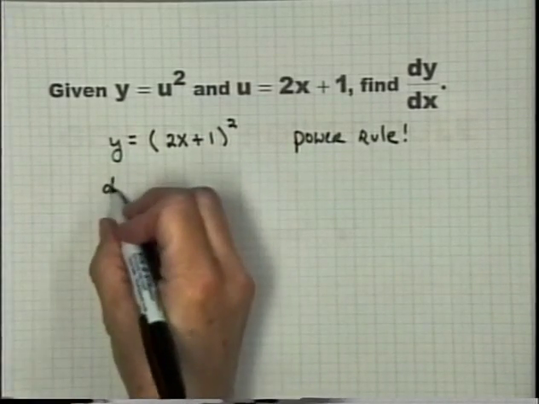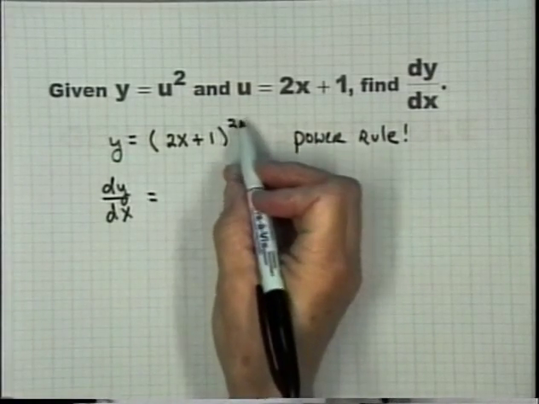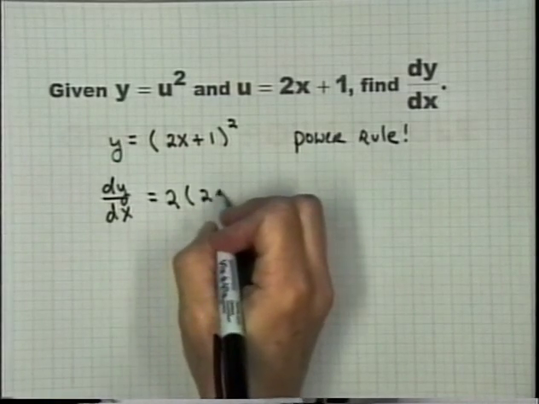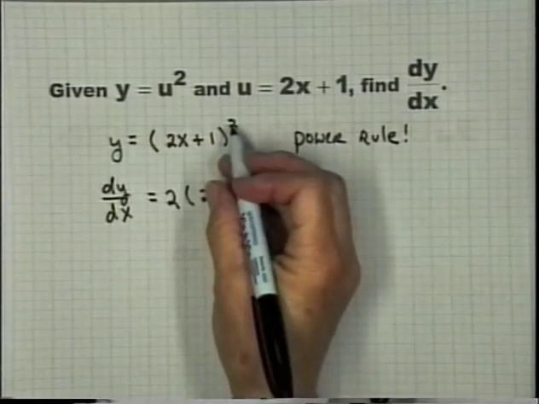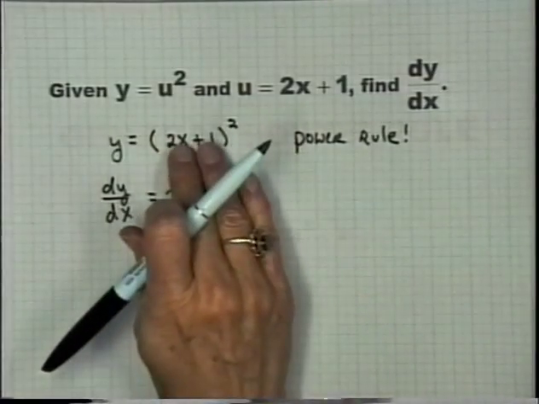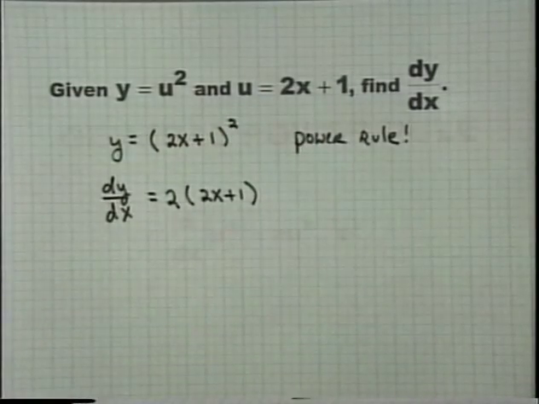Okay, so dy/dx will equal. If you do a power rule, you bring the exponent down, and then whatever you had to that power, you write down, and you subtract 1 from the exponent. So notice when I bring the 2 down, whatever was to the power I recopied, I subtracted 1 from my exponent and got a 1. Now all I have done at this point is the power rule.